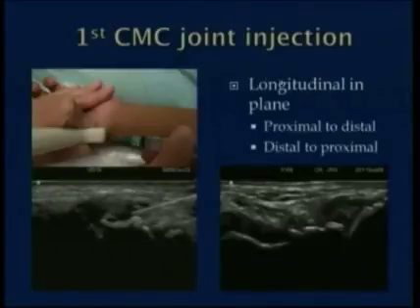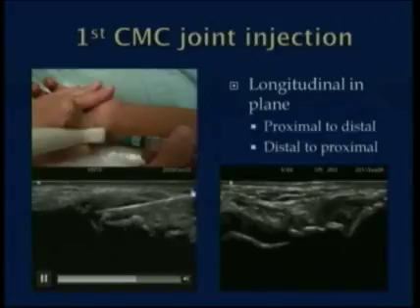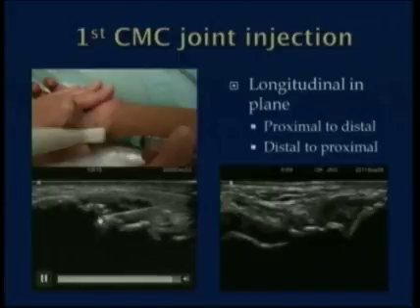For the first CMC joint injection, I use the longitudinal in-plane approach. You could go from proximal to distal. Here is your metacarpal, here are the carpal bones. I am going from proximal direction to distal direction into the first CMC joint.